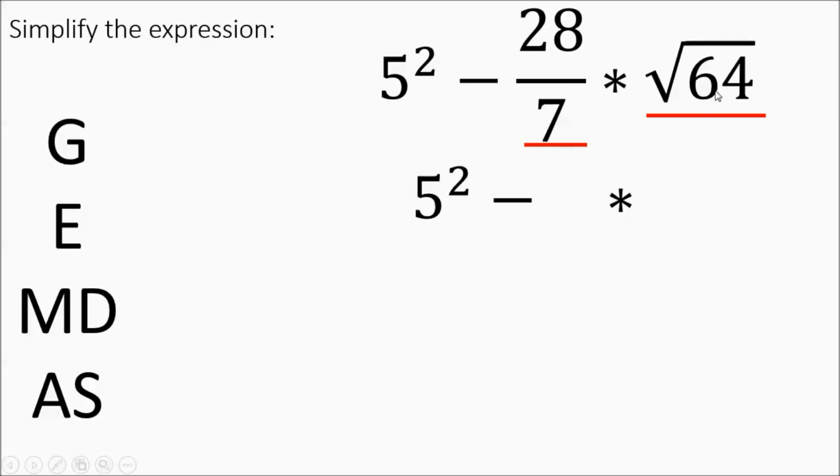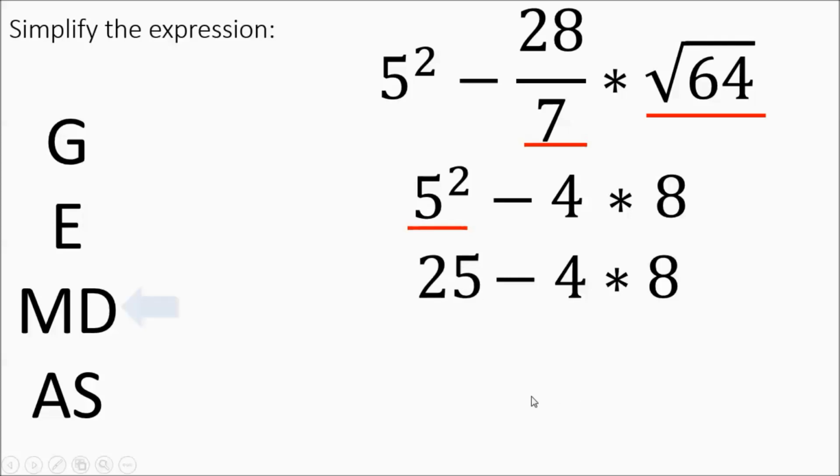28 over 7, square root of 64. And then we have exponents. We're going to drop down the minus 4 times 8, and that's going to work out to 25. Now we have some multiplying or dividing. We have the multiplying, and we're going to go ahead and take care of that. We're going to drop down the 25 minus, and we get this. And then we have our add subtract.